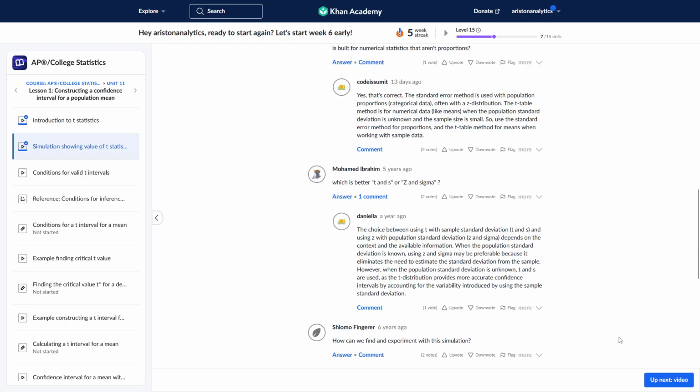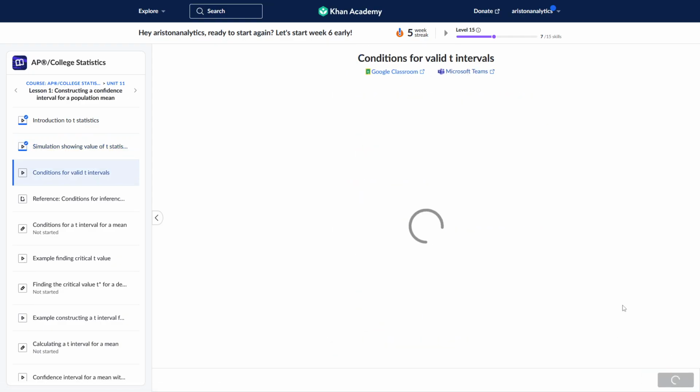They should have made it like S and S bar. So that is confusing.